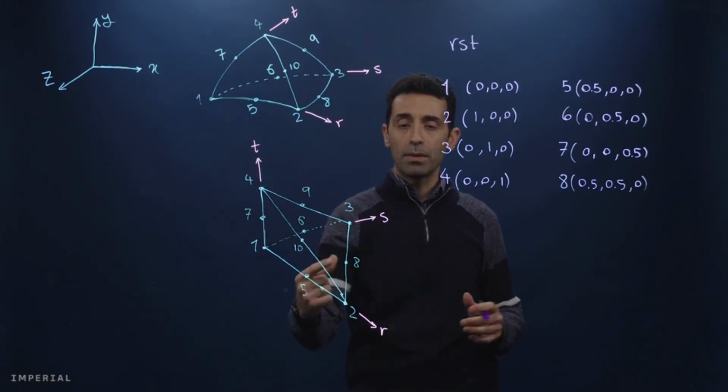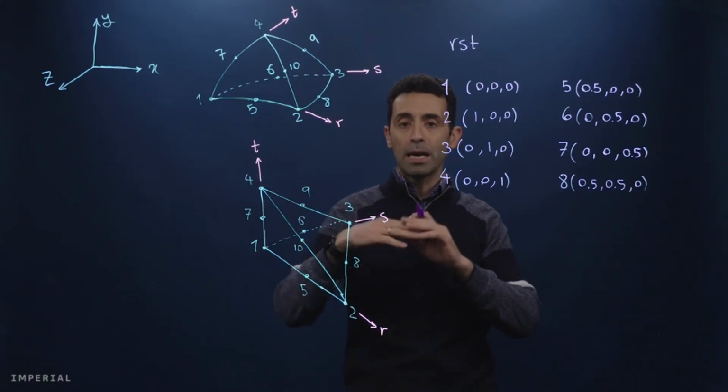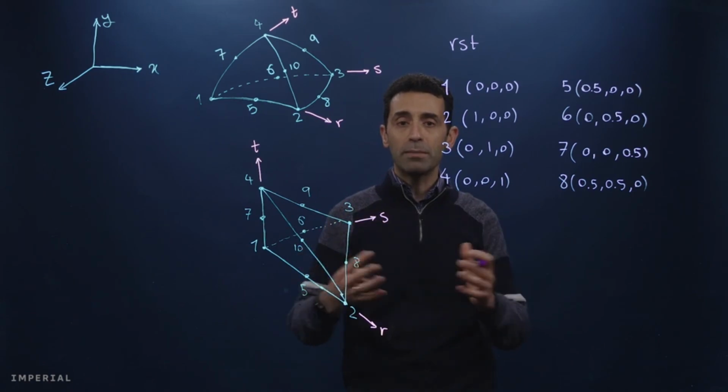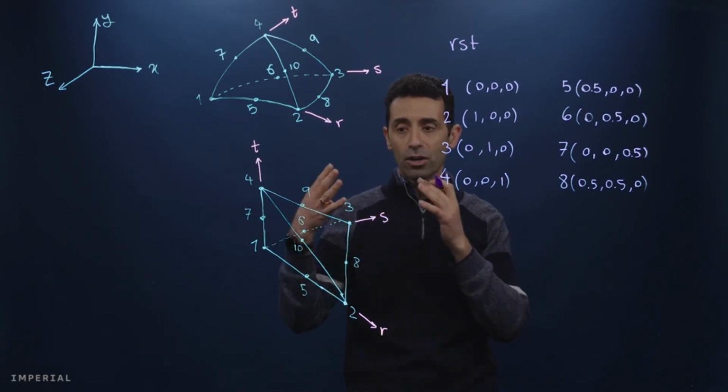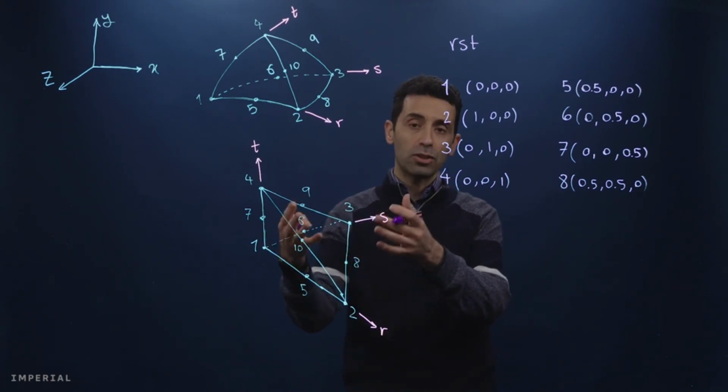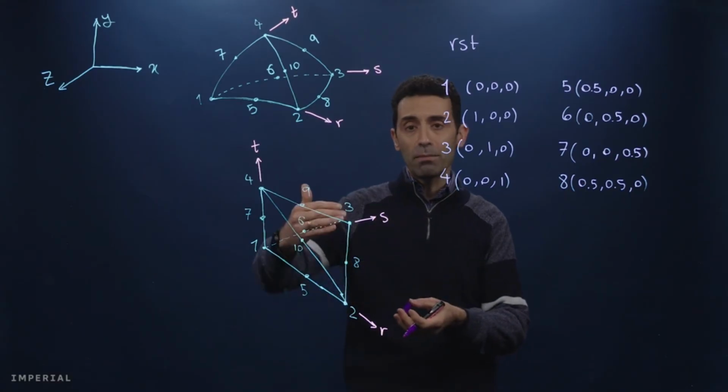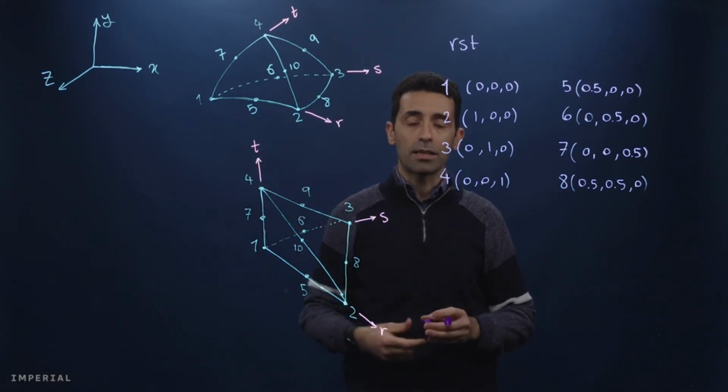So this is how we can map our element from the Cartesian coordinate system into a natural coordinate system. And then you will see that the approximation of this element stiffness matrix is done in the natural coordinate system. It's much easier to do it that way. And then we map it back into the Cartesian coordinate system.